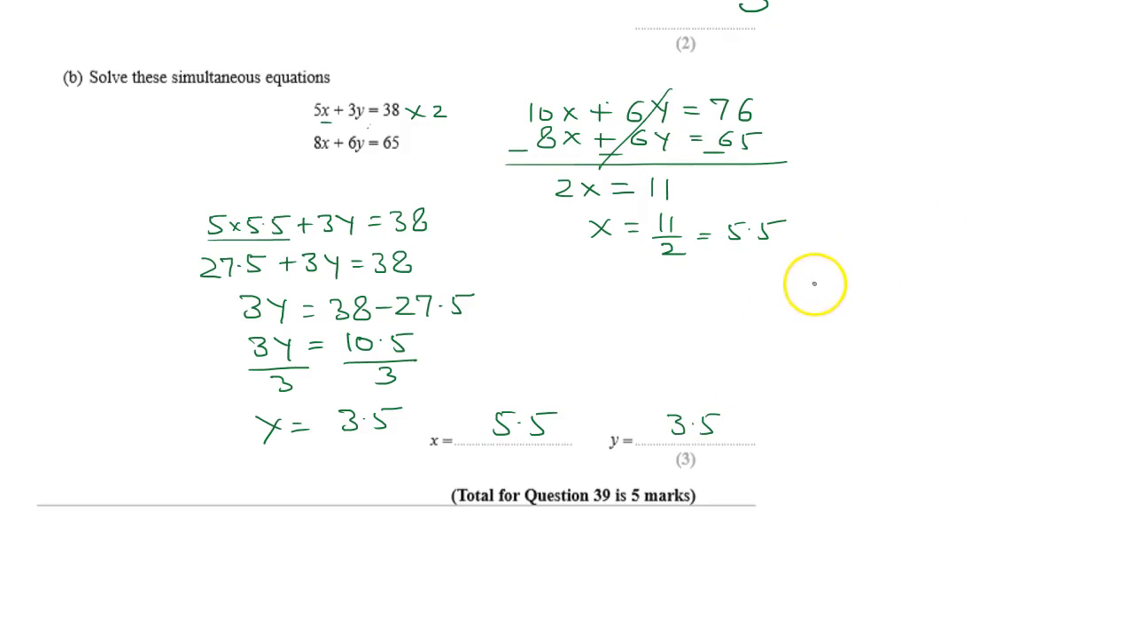We can check also. 5 multiply 5.5 plus 3 multiply 3.5, so this is 27.5 plus 10.5, so this will be 37 plus 1, 38. So that is the answer.